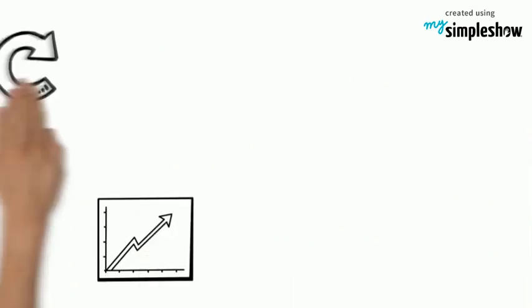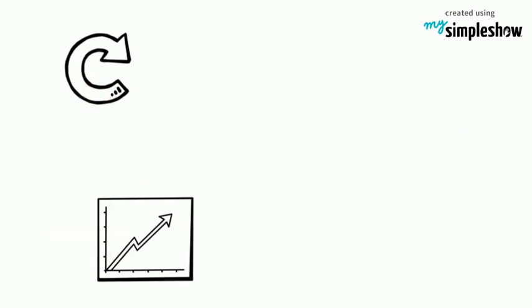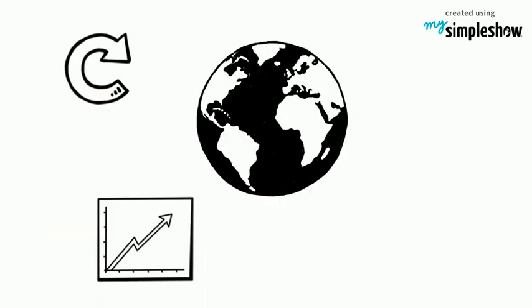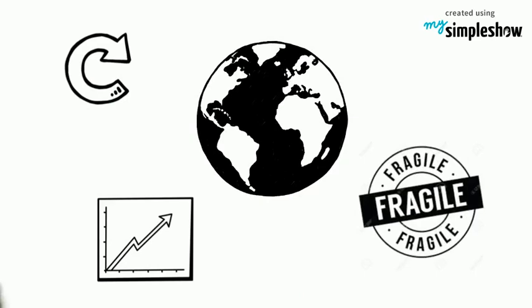The changes we've made to the carbon cycle are affecting energy and other cycles. Ultimately, Earth is one big, delicate ecosystem.